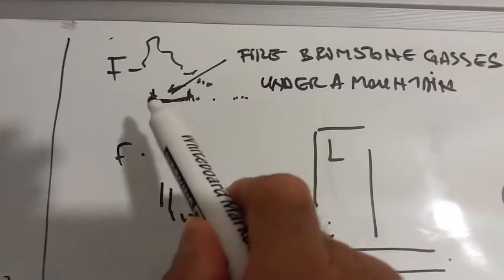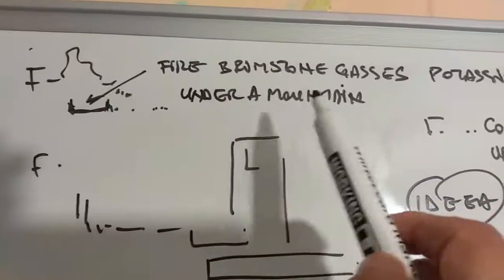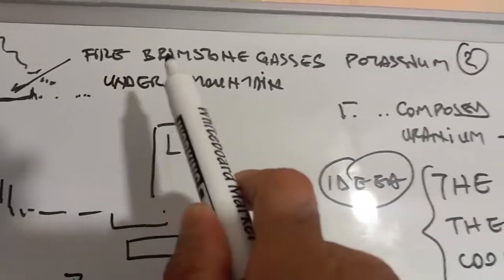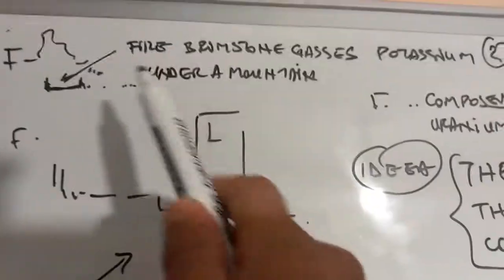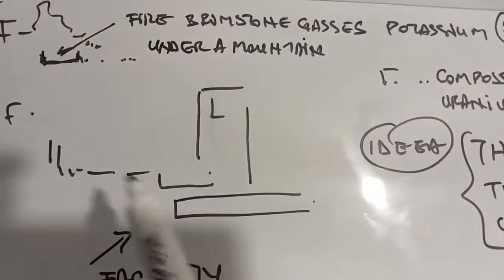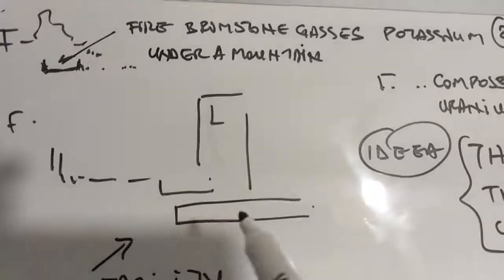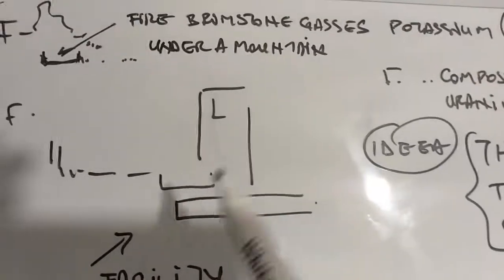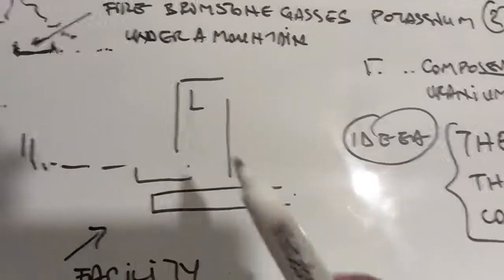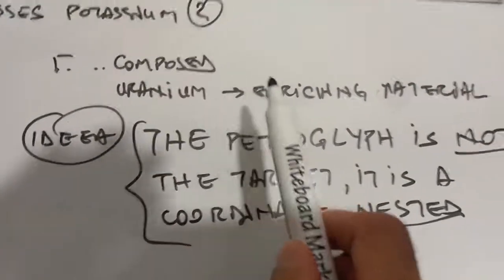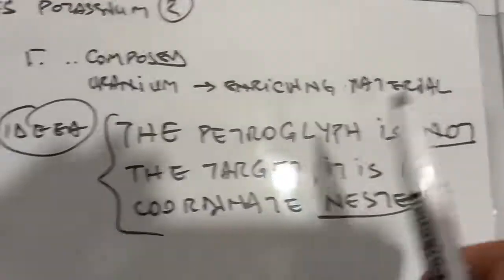And I got this structure here which seems to be under a mountain. And my intuition told me that we have here fire, brimstone, gases, potassium, maybe chemical elements under a mountain. Then again for F, I let my hand draw, and here's what I got. We have here a structure of some sort. I feel it as being made out of stone or concrete, maybe. And these are the words: composed, uranium enriching material.